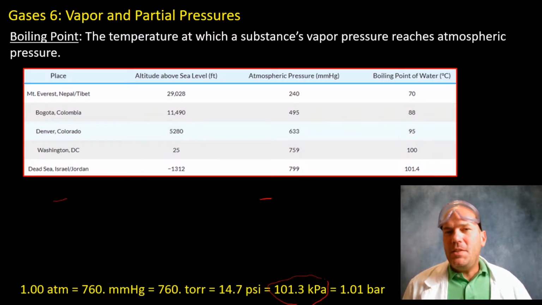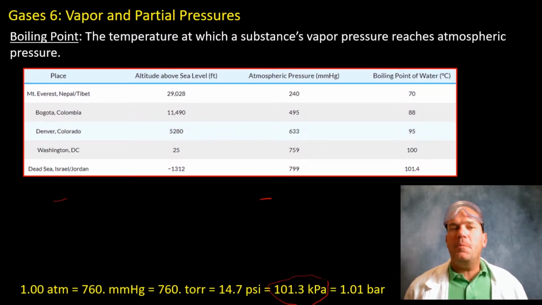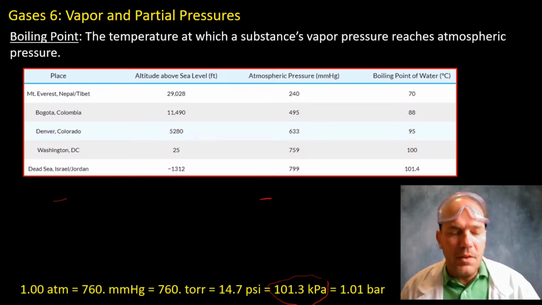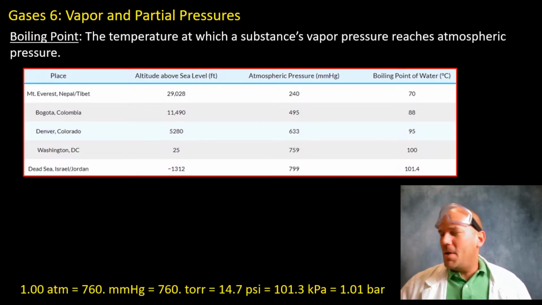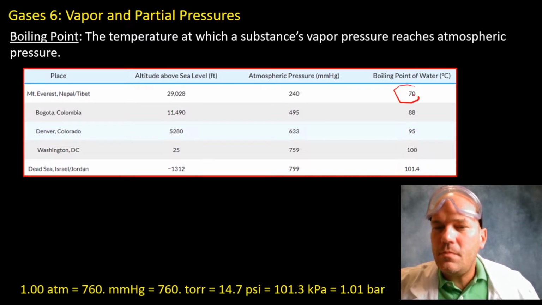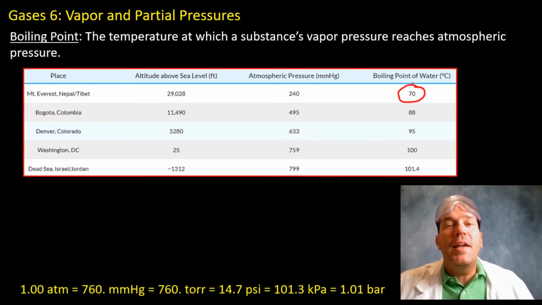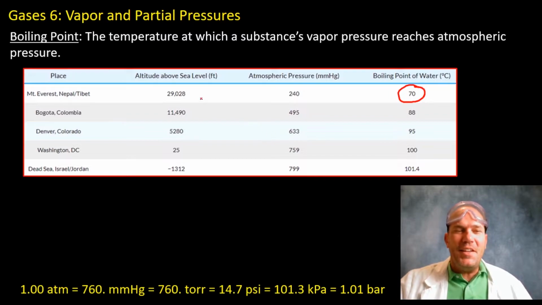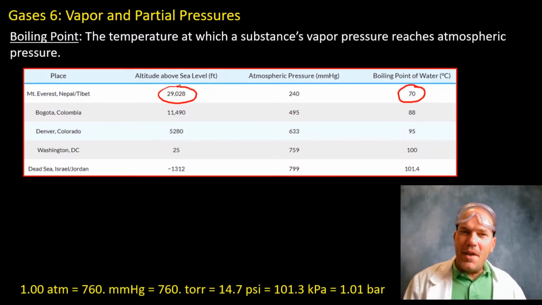Okay, let's compare the boiling point and atmospheric pressure at different locations in the world. This is pretty cool to look at. Let's start by looking at Mount Everest. On Mount Everest, water will boil at 70 degrees Celsius. We'll look at the altitude above sea level on the summit of Everest.